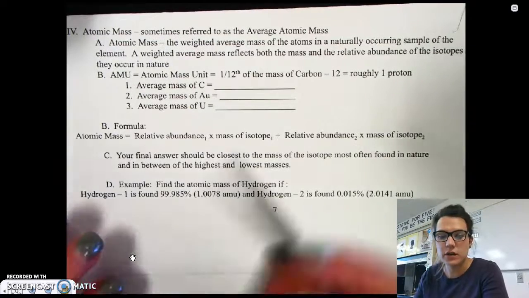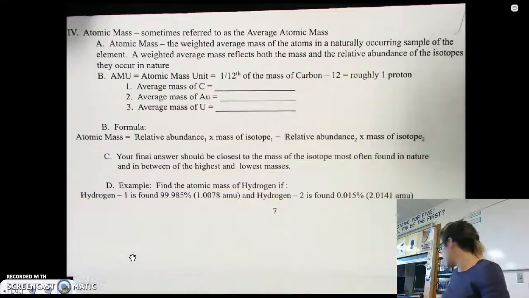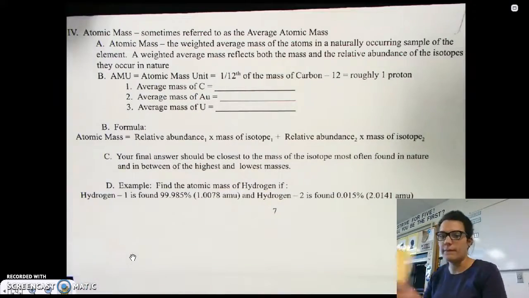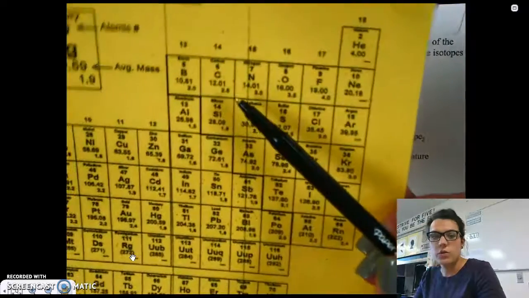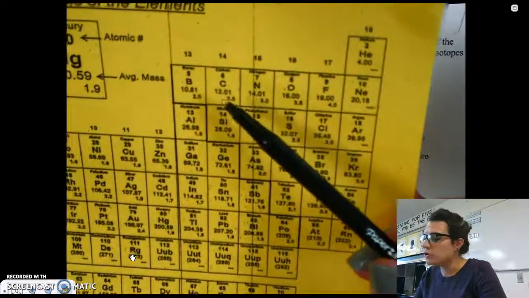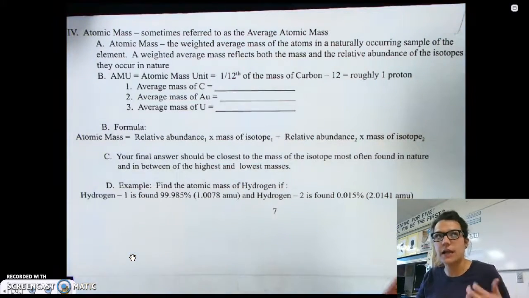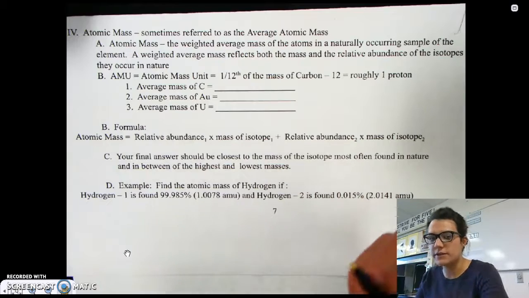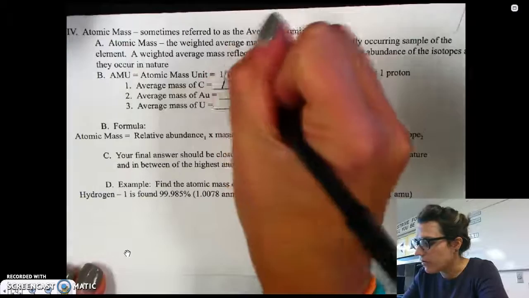So if I was to look up the average mass of carbon on the periodic table, the average mass of carbon is going to be 12.01, okay? So since I have a decimal here, this isn't going to be mass number because I can't have decimal protons and neutrons. So the average mass is always the decimal number on the periodic table. So in this case, carbon is 12.01.